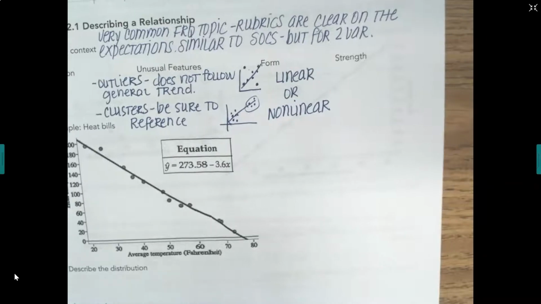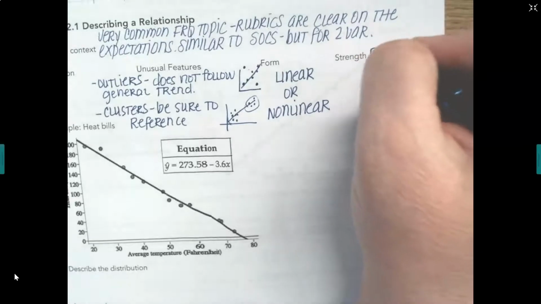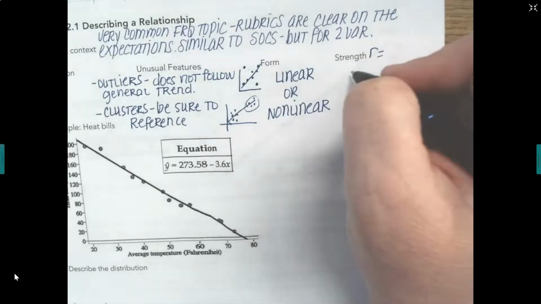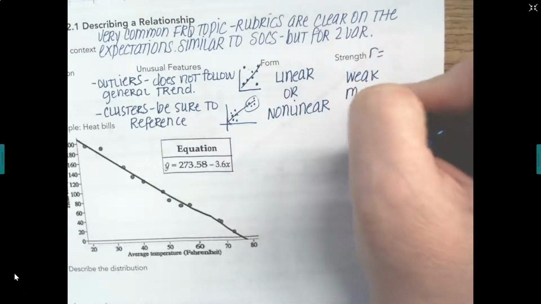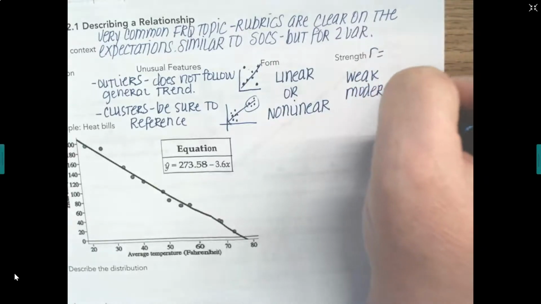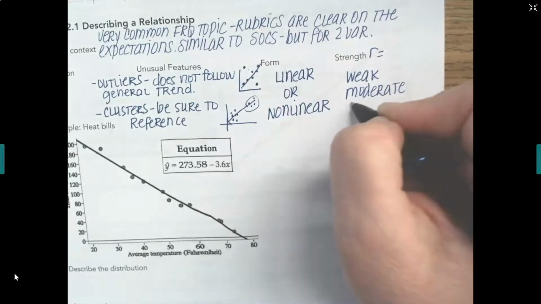And then for strength, we're talking about our correlation here. What is your correlation coefficient? Well, you want to use modifiers such as weak, moderate, or strong.